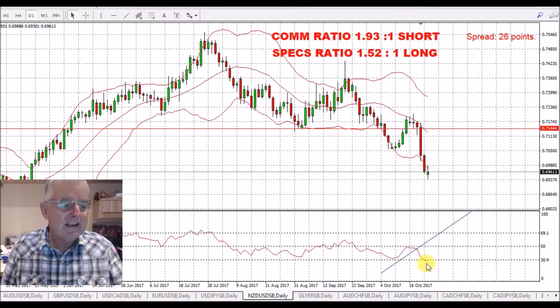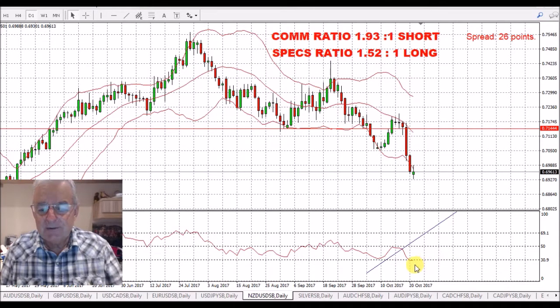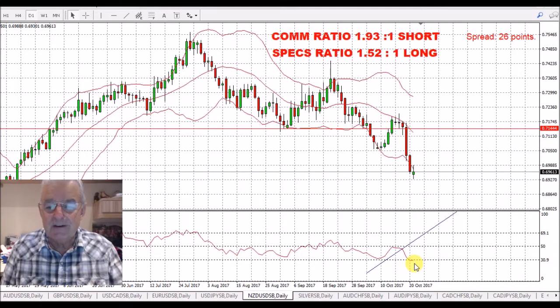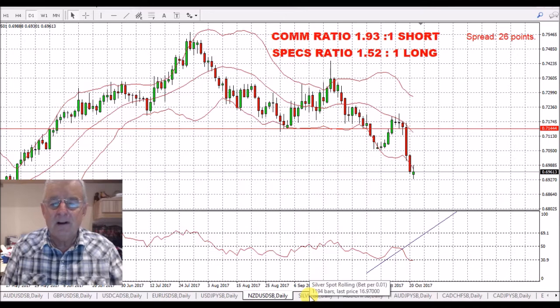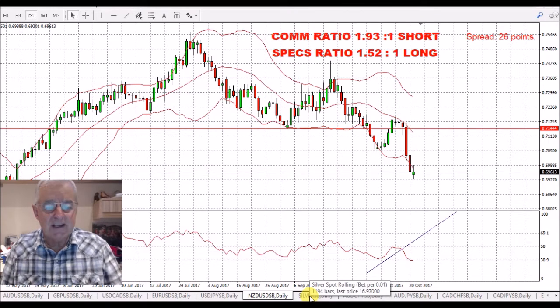The RSI is at 29.7, which is below the 30.9, and we'll see how this candle finishes today. You know, I think that should continue down. I do.